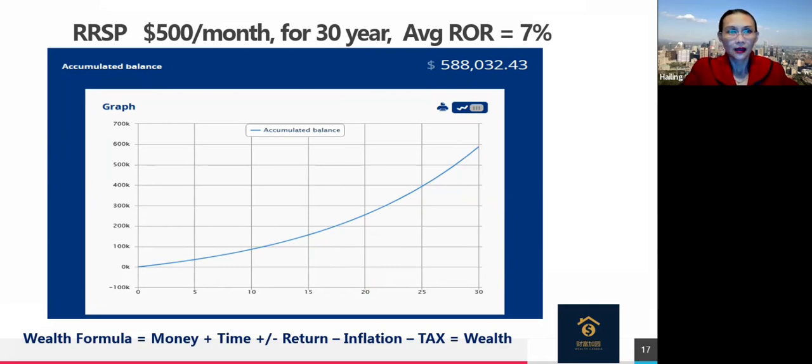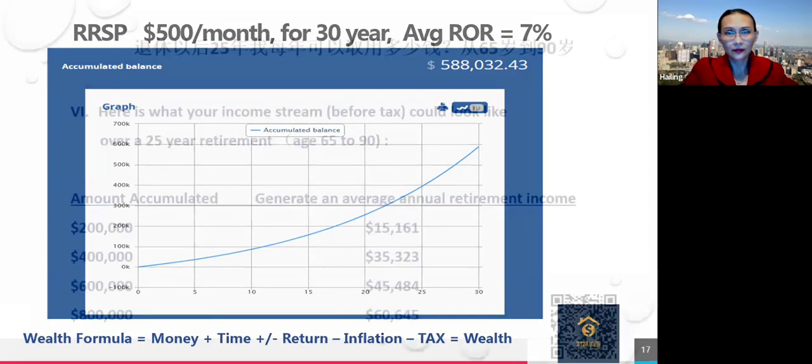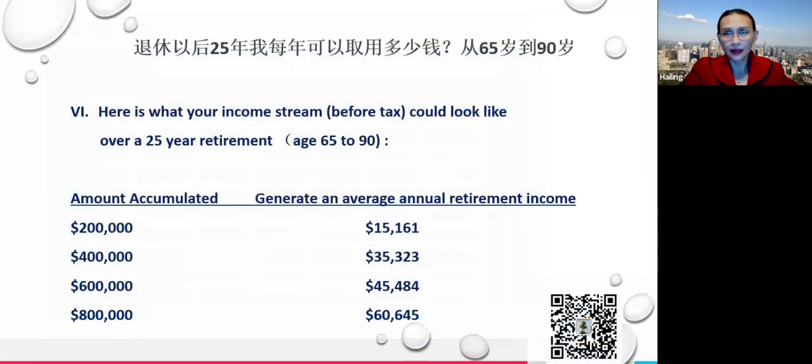Next, let me see. So now let's expand the timeline. You say, am I saving sufficiently for myself, right? Earlier, I raised that question. So at the age of 65, you retire. Let's say you can live on for another 25 years till age 90. And how much you build up and how much money you can withdraw from this portfolio. Okay, so I give you these different scenarios.